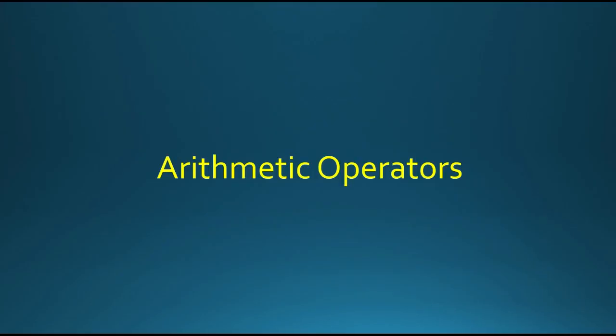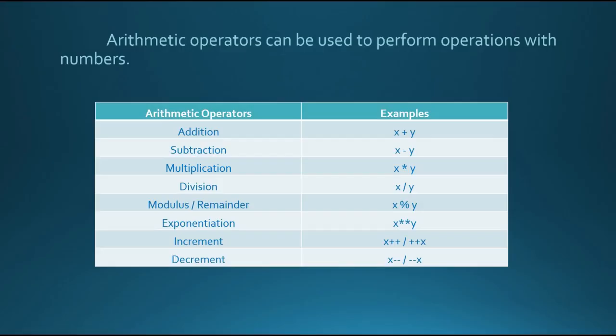Arithmetic operators. Arithmetic operators can be used to perform operations with numbers. Most of these operations will feel very natural to you because they are the basic mathematics you will have come across earlier in life already. Addition in JavaScript is very simple. We use plus for this operation. In this example, if x is 10 and y is 20, we'll get the output as 30.